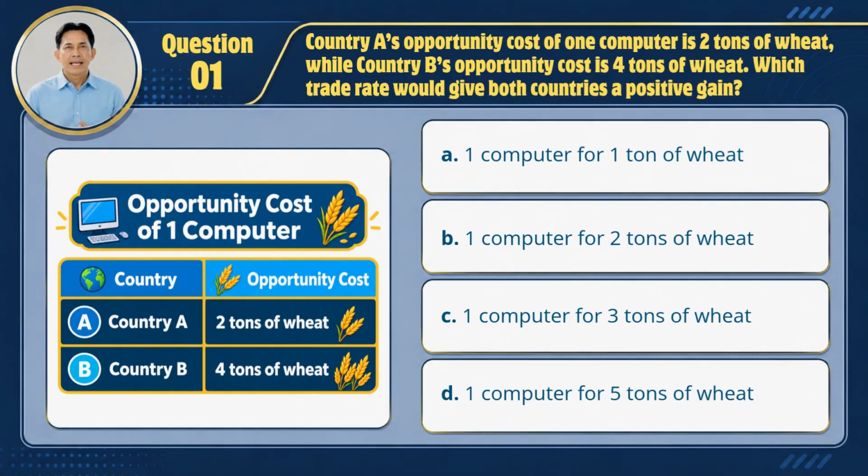Question number 1. Country A's opportunity cost of one computer is 2 tons of wheat, while Country B's opportunity cost is 4 tons of wheat. Which trade rate would give both countries a positive gain? A. 1 computer for 1 ton of wheat. B. 1 computer for 2 tons of wheat. C. 1 computer for 3 tons of wheat. D. 1 computer for 5 tons of wheat. Here's your hint. The trade rate must fall strictly between the two opportunity costs.